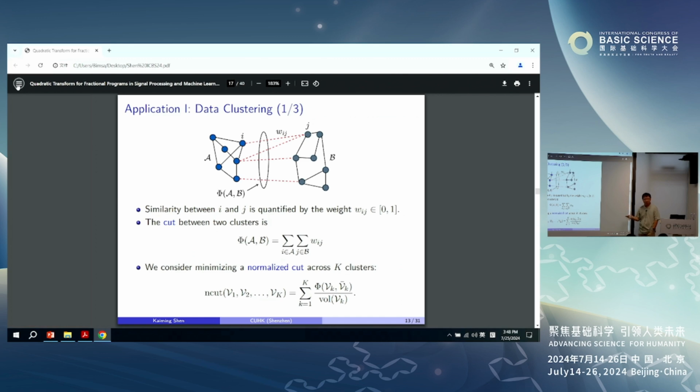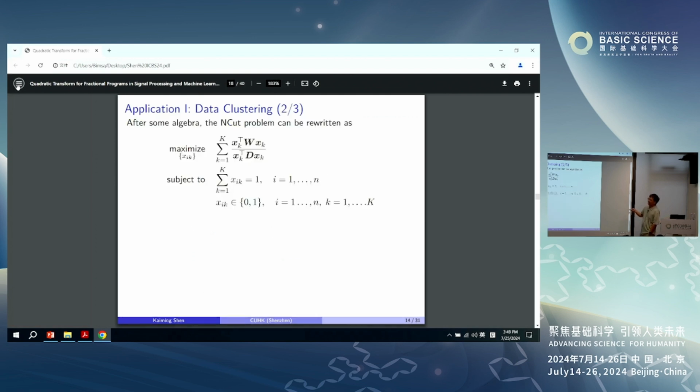This is not good. To address that issue, it's common in the literature to consider the normalized cut instead. So we will normalize the cut by the cluster size. So a cluster will be punished for taking too many data points in it. Okay, so a standard problem formulation for data clustering is to minimize the sum of normalized cuts across the K clusters. Okay, so let me specify the problem formulation.